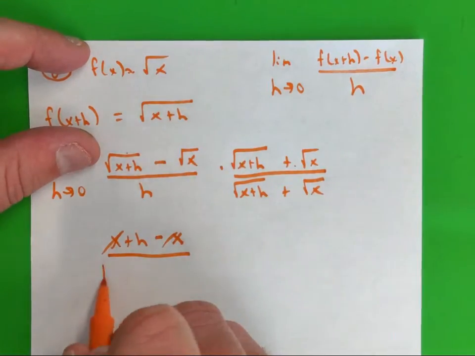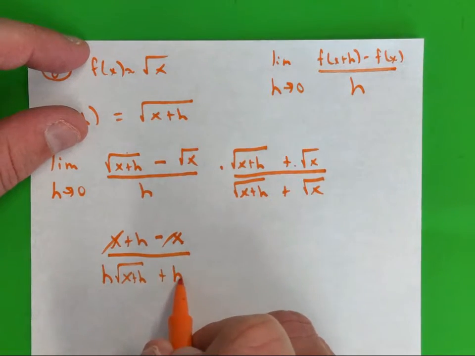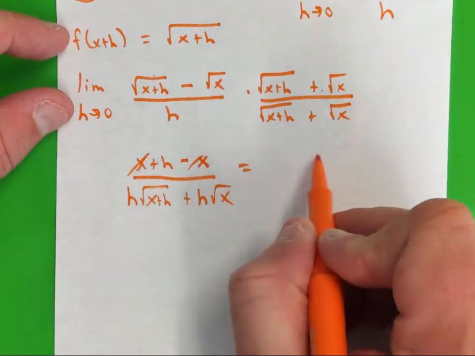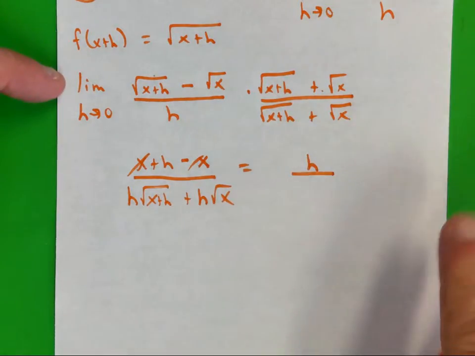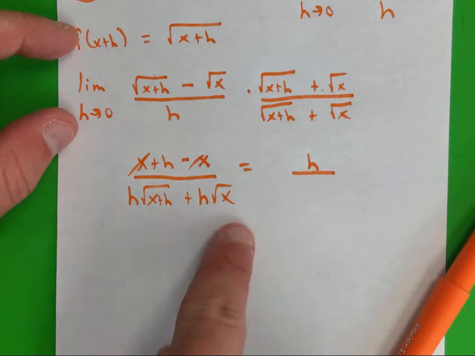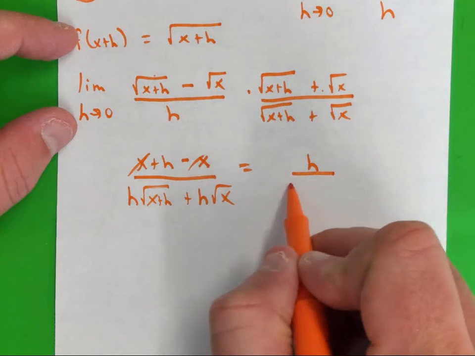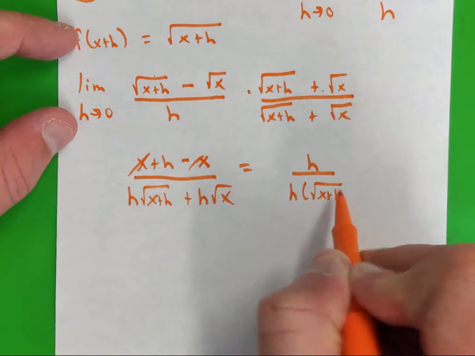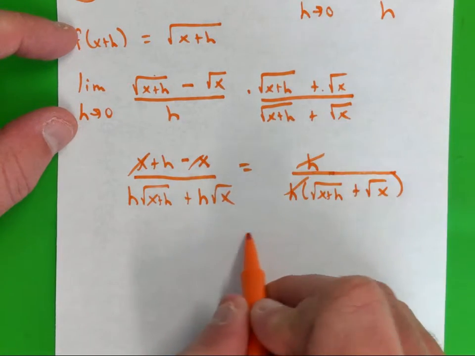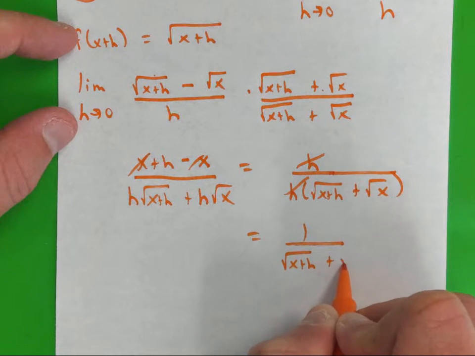Now, h times this plus h times square root of x. So that's left with h. If I did direct substitution right here, would I still get 0 in the denominator? So what toolkit strategy can you do in the denominator to get those h's to cancel out? Factor it out. That cancels out. I'm left with 1 over the square root of x plus h plus square root of x.